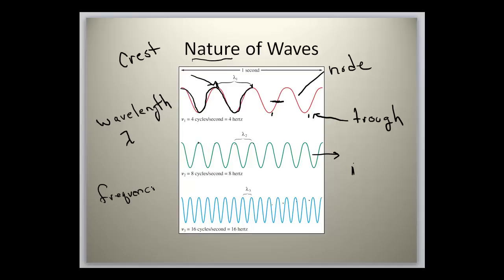So frequency is the number of waves that pass a point in a second. And its Greek symbol is nu. So that is lambda, and that is nu. The units for wavelength we're going to measure in meters, and the units for frequency are inverse seconds. Again, it stands for how many waves pass per second.